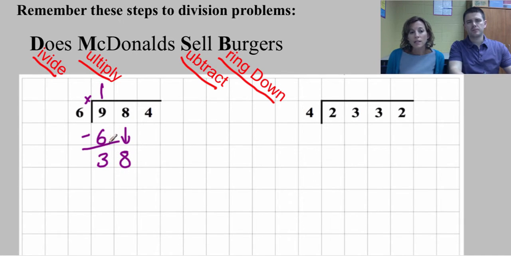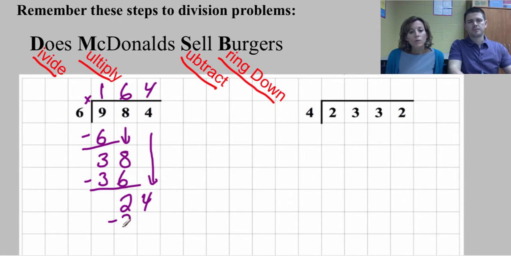How many times does 6 go into 38? Well, the closest I can get is 6 times. Then I'm going to multiply. 6 times 6 is 36. And subtract. 38 minus 36 is 2. Bring down the 4. How many times does 6 go into 24? The answer is 4. 6 times 4 is 24. And subtract. You should have nothing left. They should work out nicely today. We will deal with remainders in our next lesson.